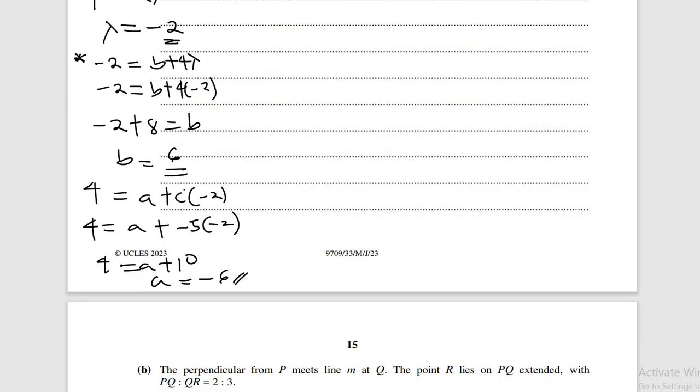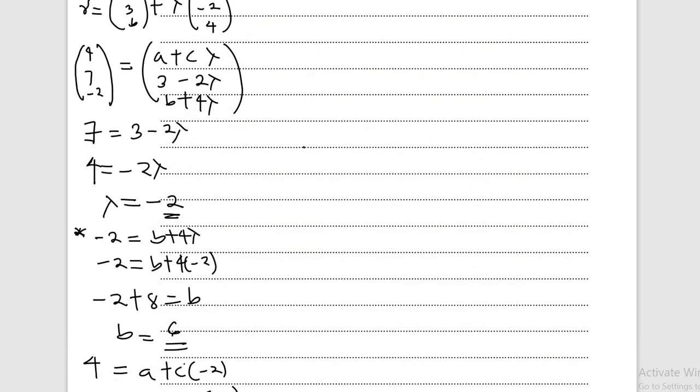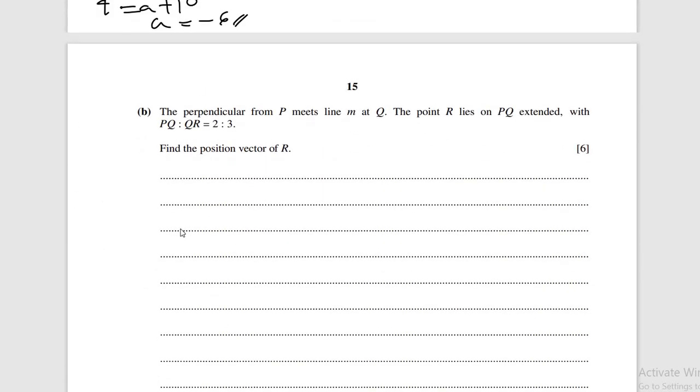I wanted to manage space so I can use the other space before, but it's clear. Second question, 6 marks. The perpendicular from P meets M at Q. Okay, let me draw something like a sketch. The perpendicular from P meets line M at Q.